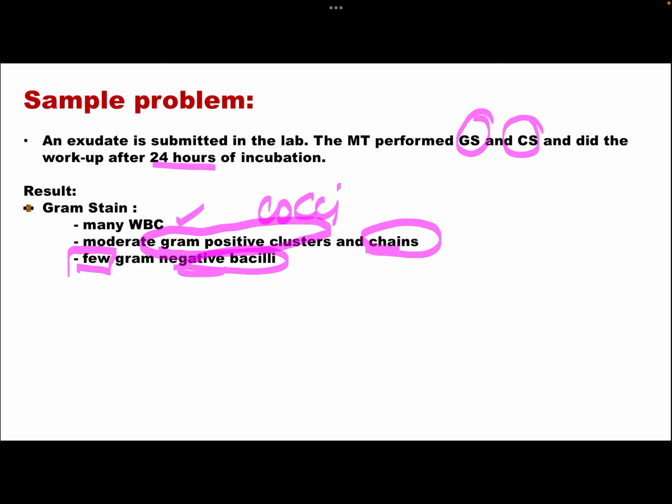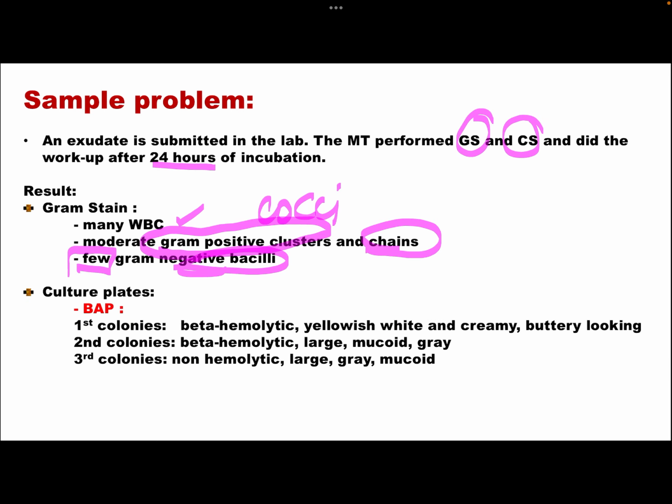And another thing in culture, in BAP, we can observe three types of colonies. The first colonies are beta hemolytic. Meaning to say there is clearing of the blood agar plate, so clear or complete hemolysis. So beta hemolytic, yellowish white, and creamy and buttery looking.